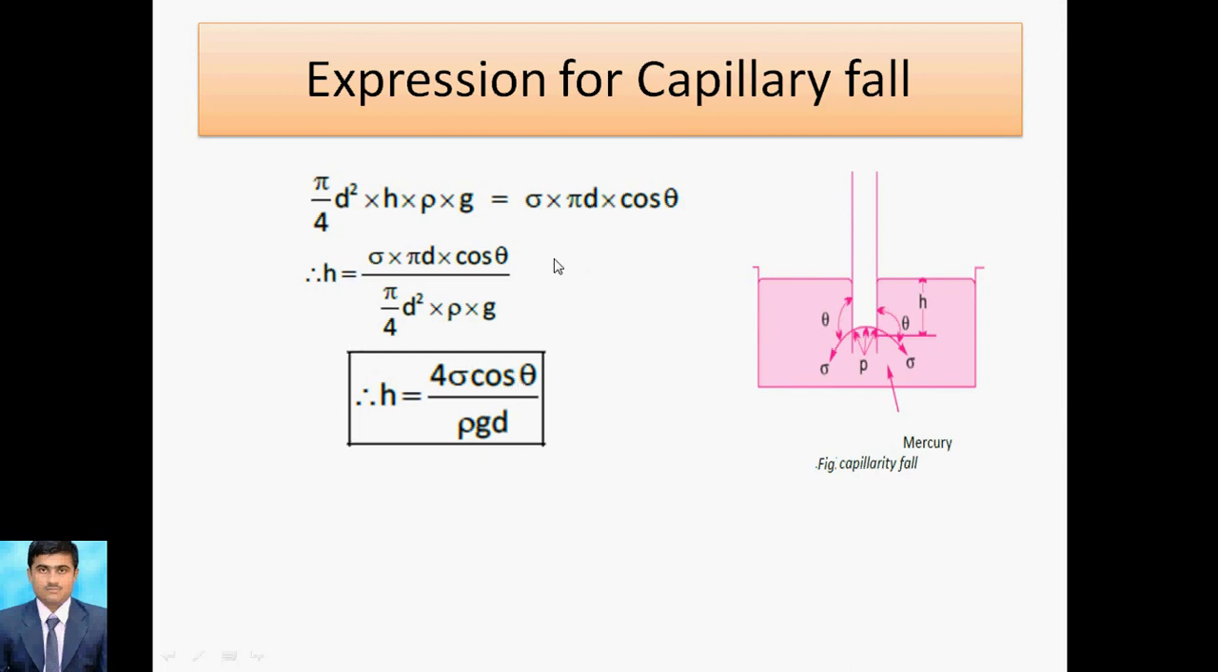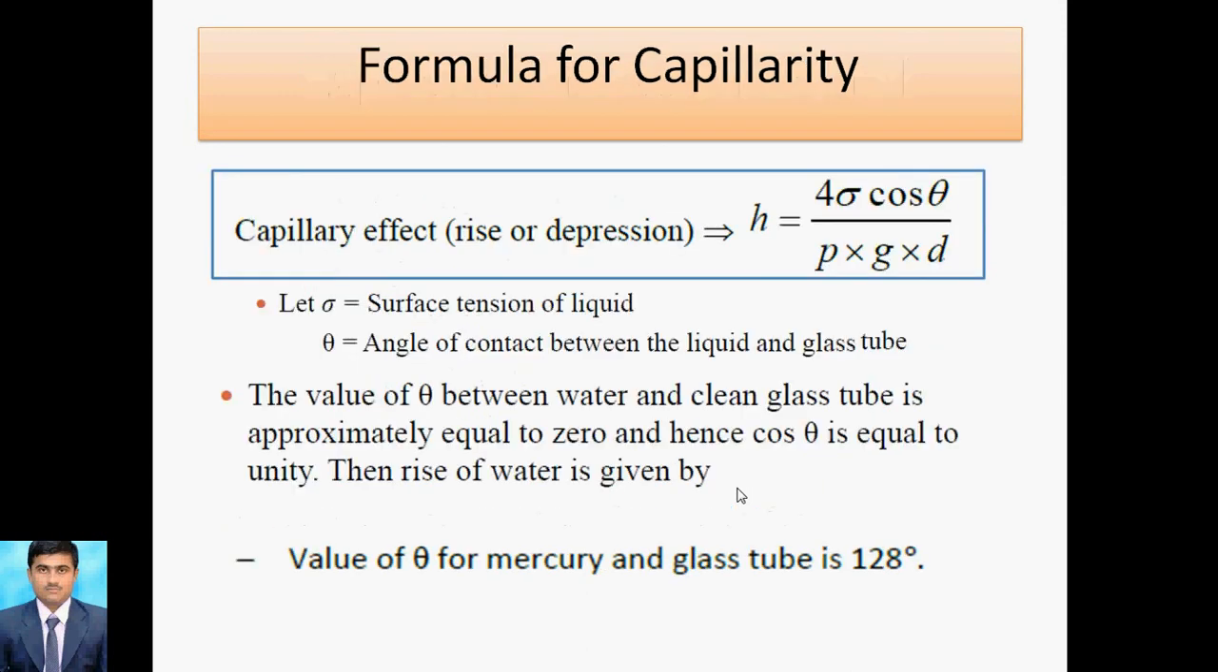Again I repeat, for capillary rise and capillary fall, two forces will be considered here. One is the weight of the fluid and the second one is the surface tension force. After equating these two forces, we get the equation h equal to 4 sigma cos theta divided by rho g d. And for mercury, theta is 128 degrees, right? So 128 degrees for theta.